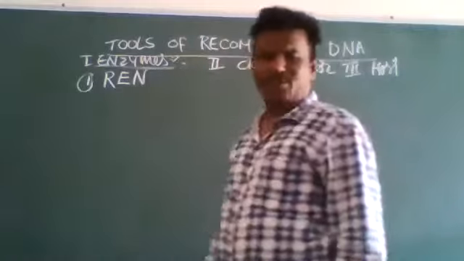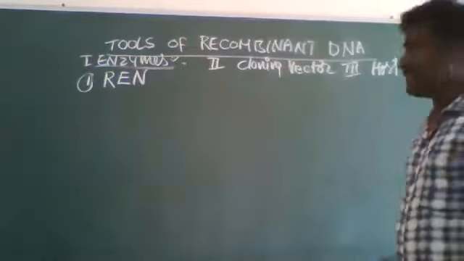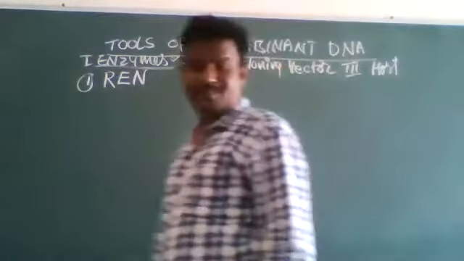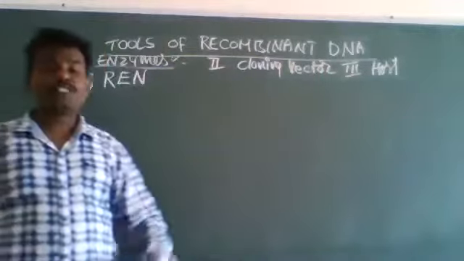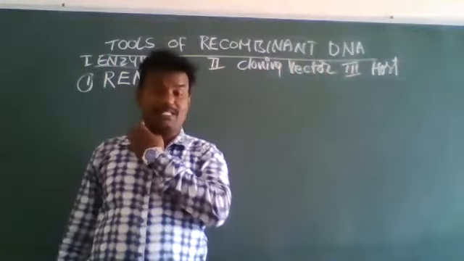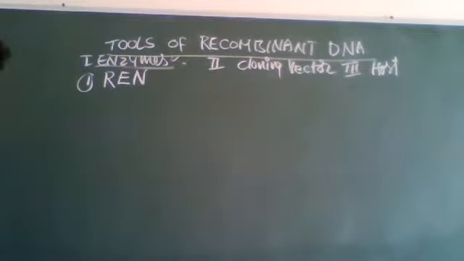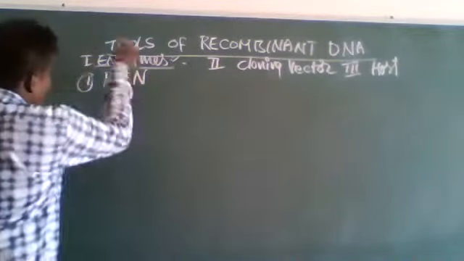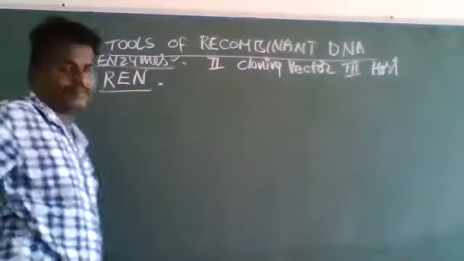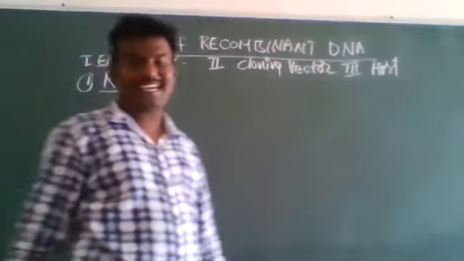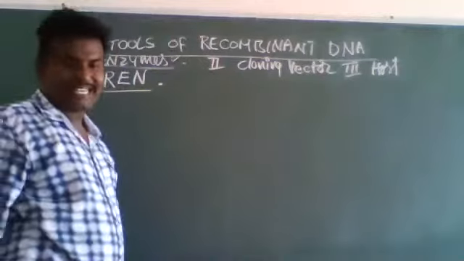Enzymes I have already said. Cloning vector, plasmid, I said. Host, E. coli. These three are the basic tools for recombinant DNA technology. Among those three, the first one is enzymes, the restriction endonuclease enzymes.